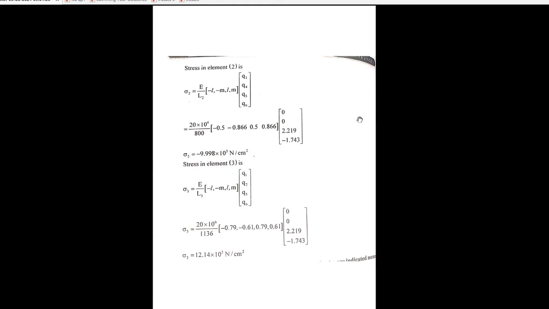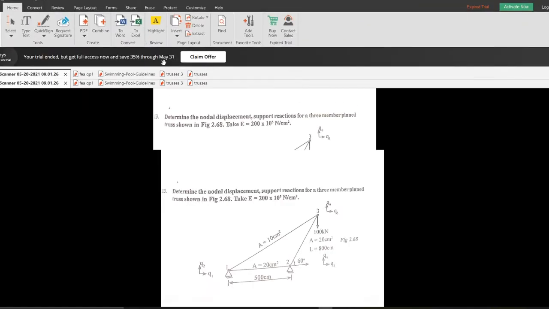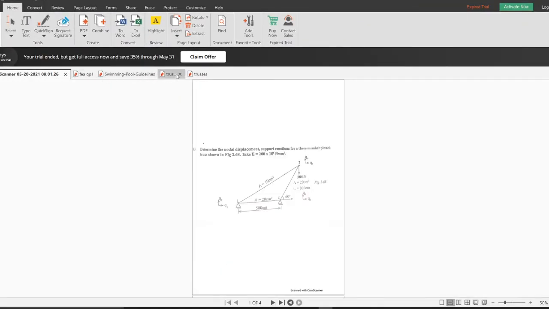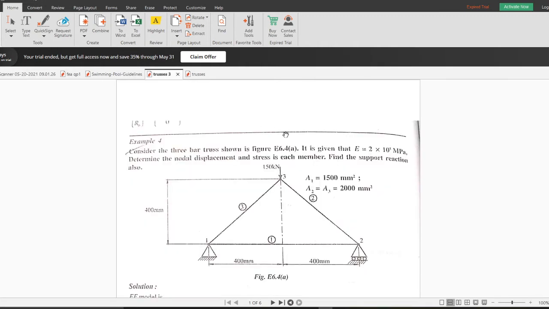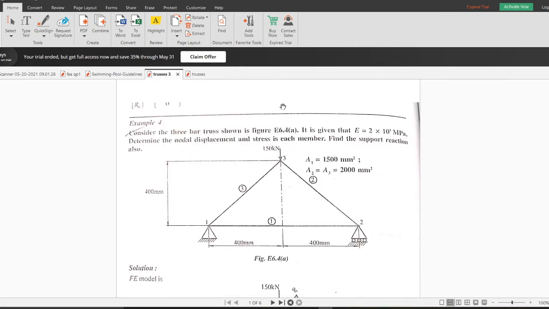Any doubts in this problem? All of you got it? Understood? Yes, sir. Okay. So we'll move to the next problem. This also you can do it yourself. Just I will ask you the coordinate system and boundary condition. That's all. Rest of the things you can copy yourself.